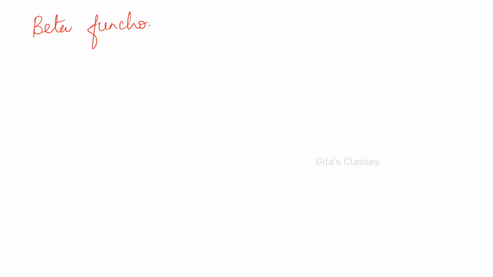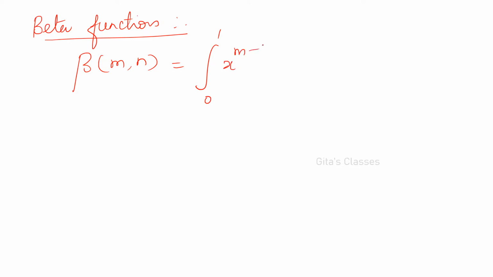It is defined as, this is the notation, beta of m comma n is equal to the integral from 0 to 1 of x^(m-1) into (1-x)^(n-1) dx, where m is greater than 0 and n is also greater than 0. Let us take this as equation number 1. We are going to see various forms of this beta function. This you have to memorize. Beta of m comma n is equal to the integral from 0 to 1 of x^(m-1) into (1-x)^(n-1) dx.